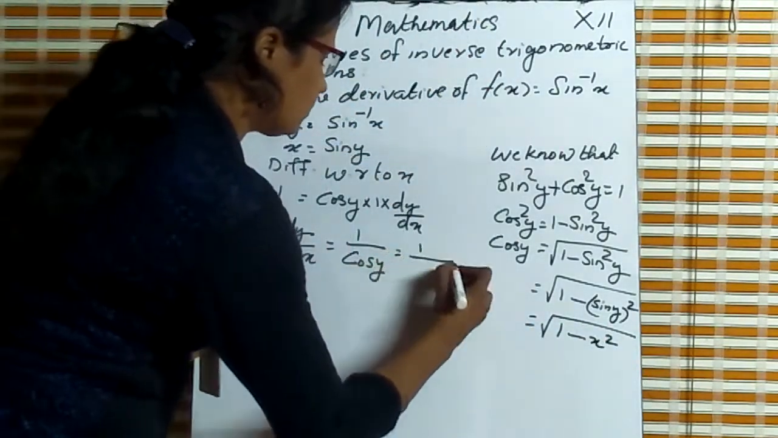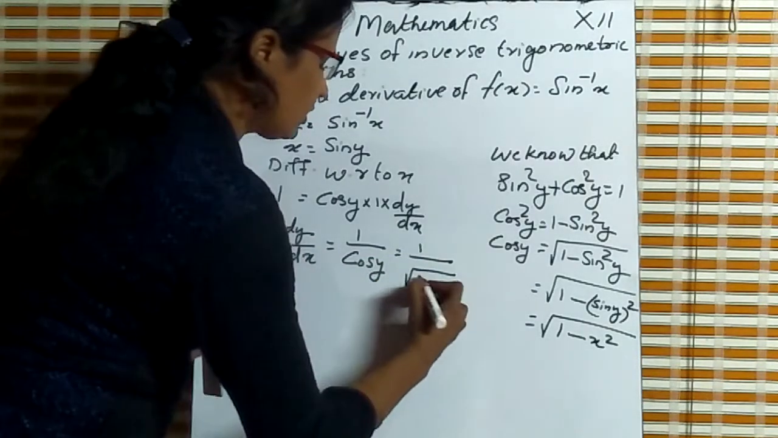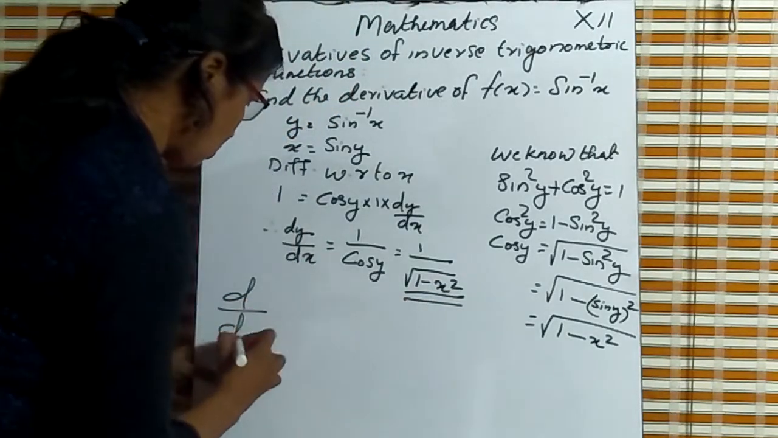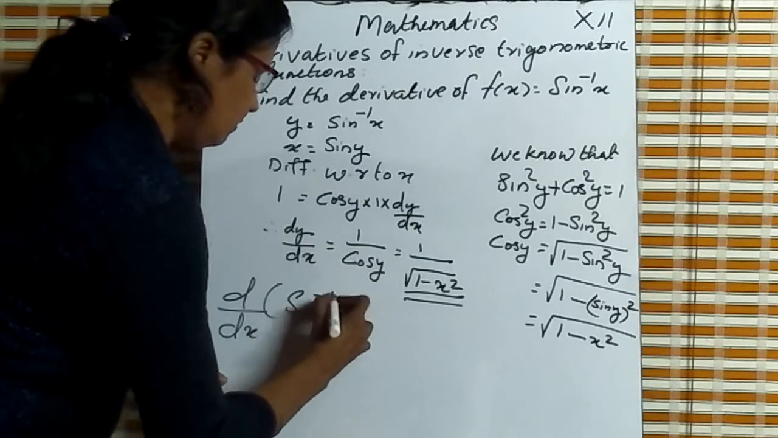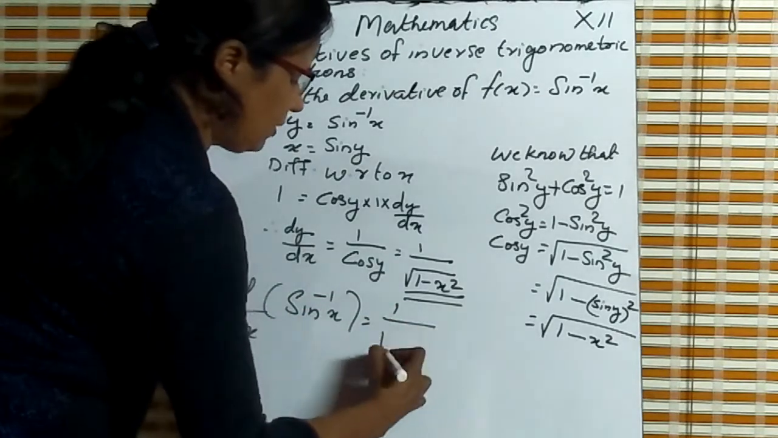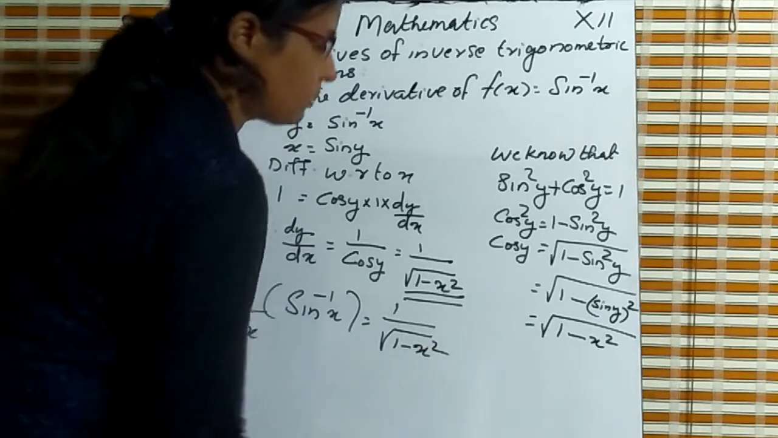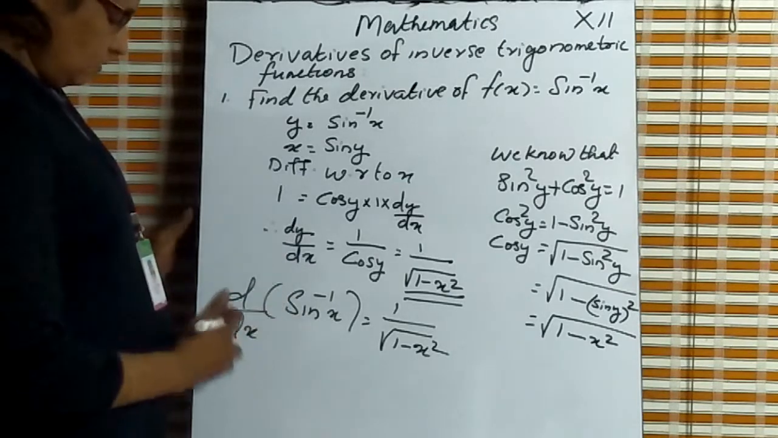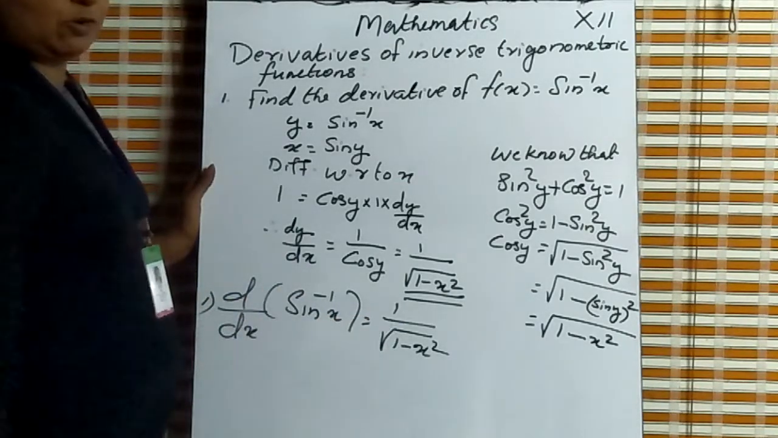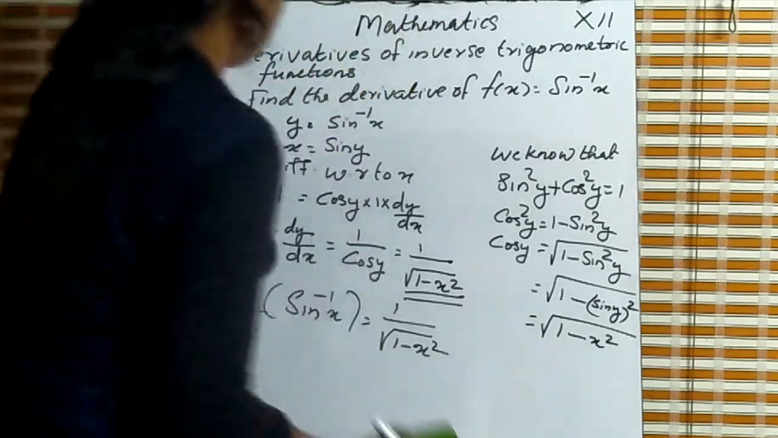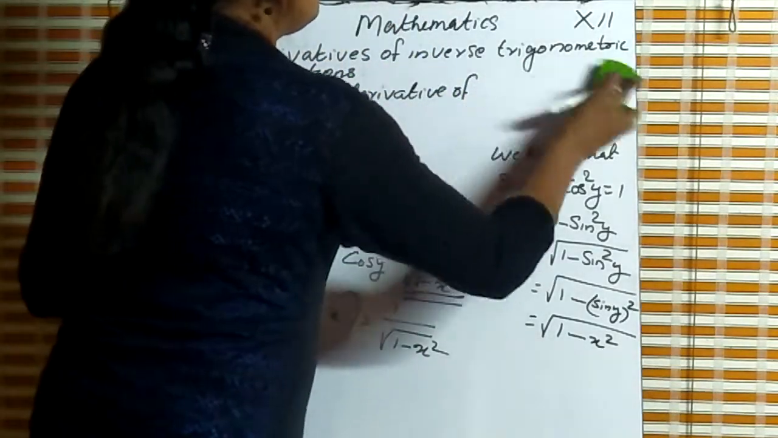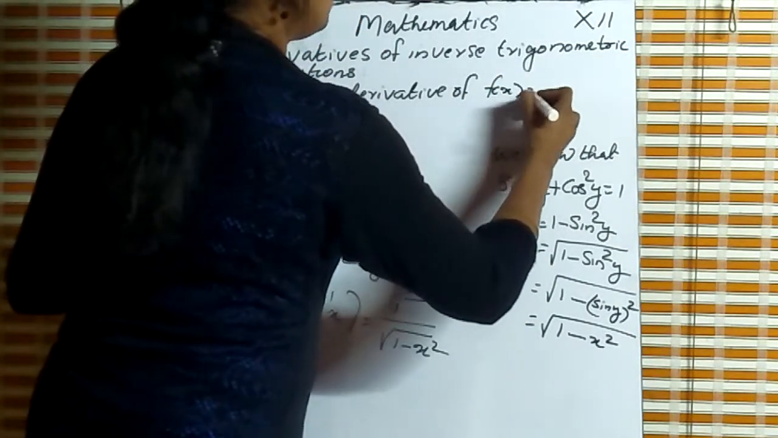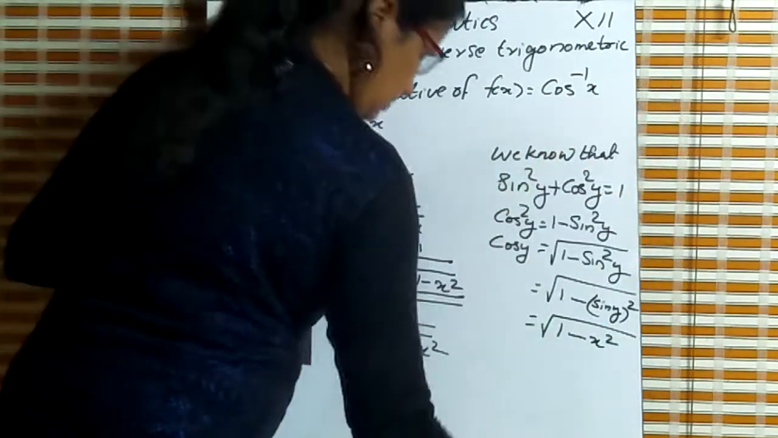Therefore, 1 by cos y is equal to 1 by root of 1 minus x square. That means d by dx of sin inverse x is equal to 1 by root of 1 minus x square. For doing problems, you study by heart these 6 relations. The first one: d by dx of sin inverse x is equal to 1 by root of 1 minus x square.